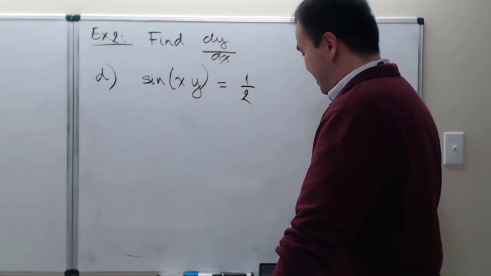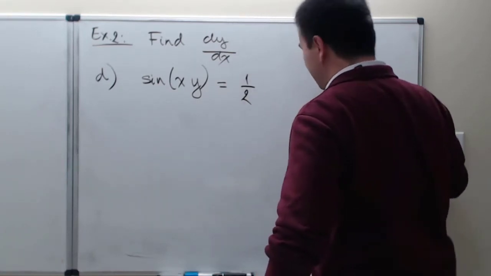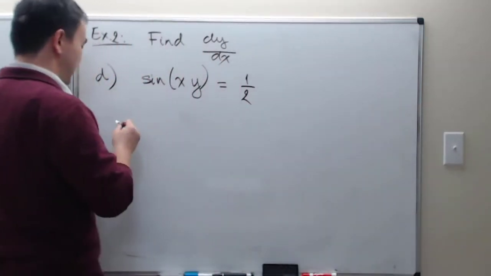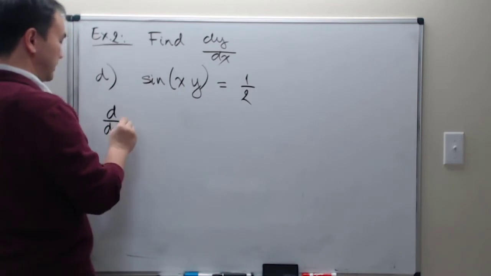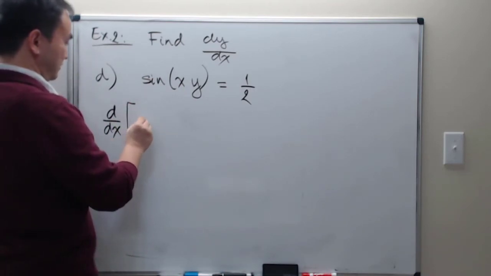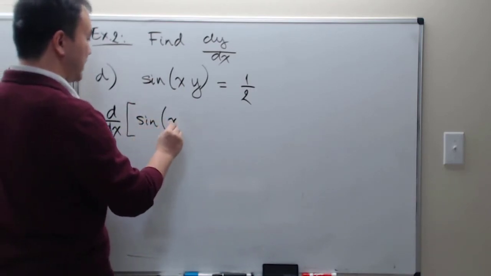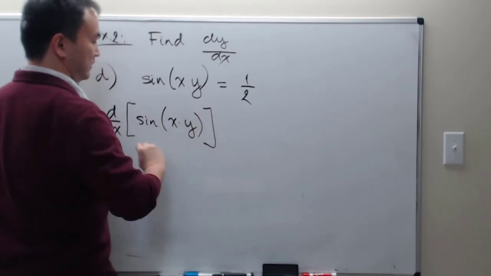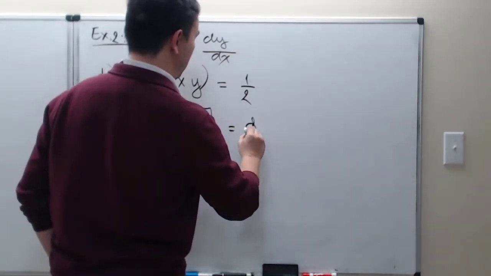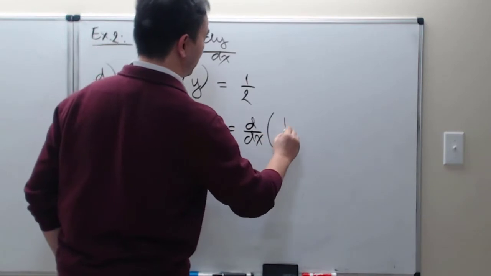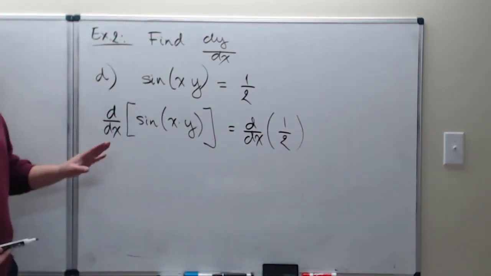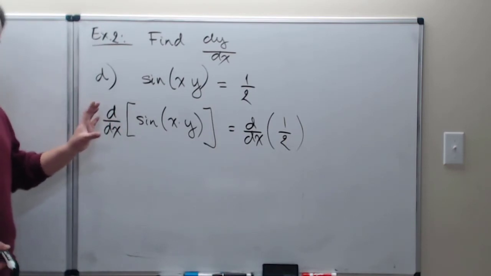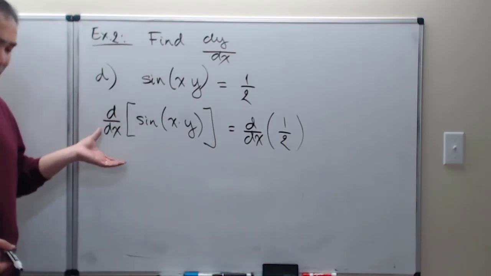Okay, it's an equation, so I am going to take the derivative of both sides equally. The derivative of sine of x times y equals, of course, the derivative of the constant term 1/2 on the other hand right there.